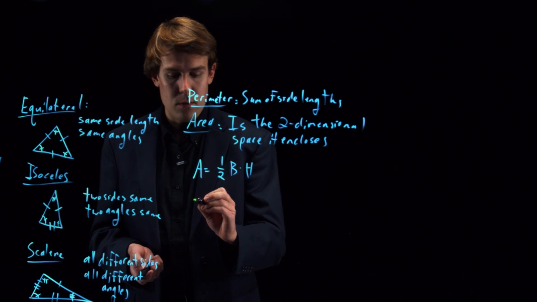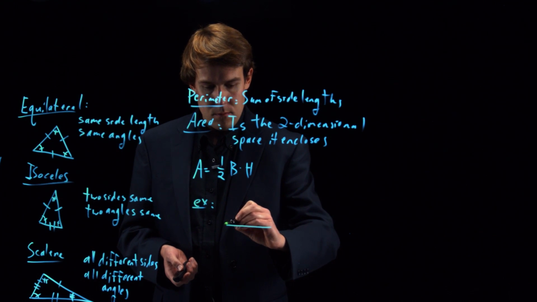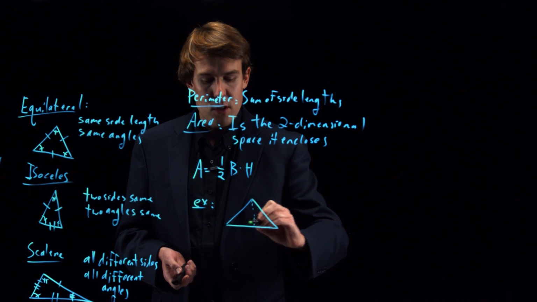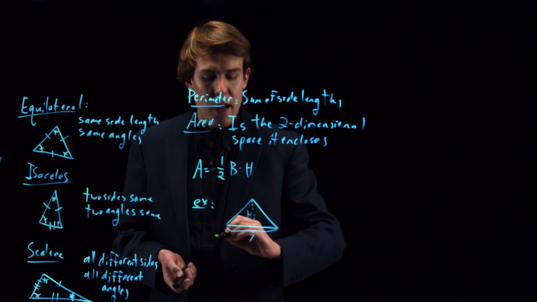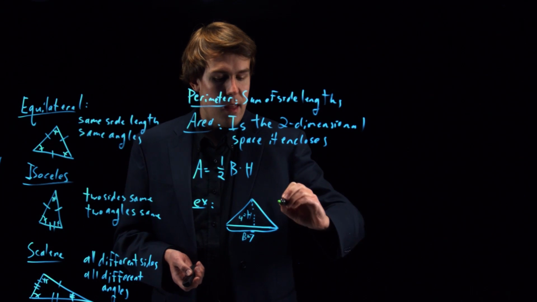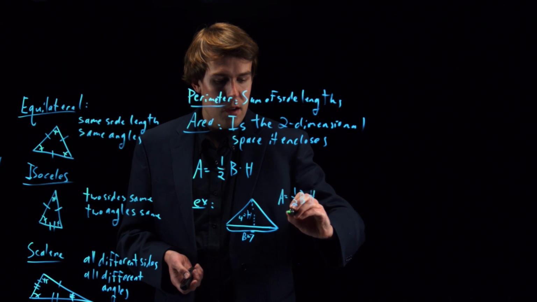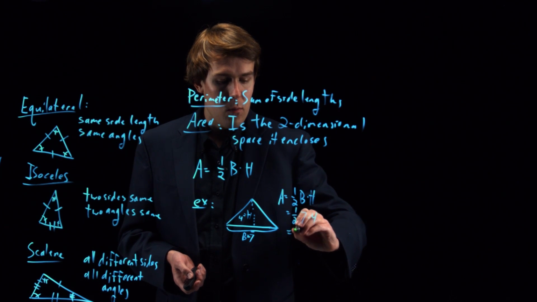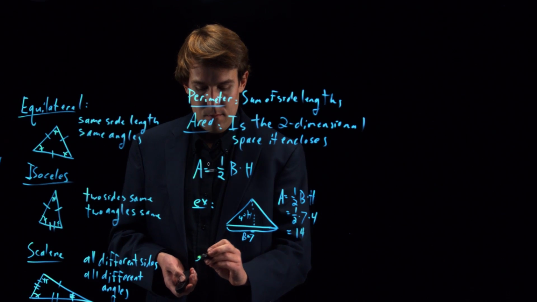So let's look at a few examples. So let's say I have a triangle with base length 7 and height equal to 4. Then the area of this triangle is 1/2 base times height. So 1/2 times 7 times 4, which is 14. Pretty straightforward. Let's do another.